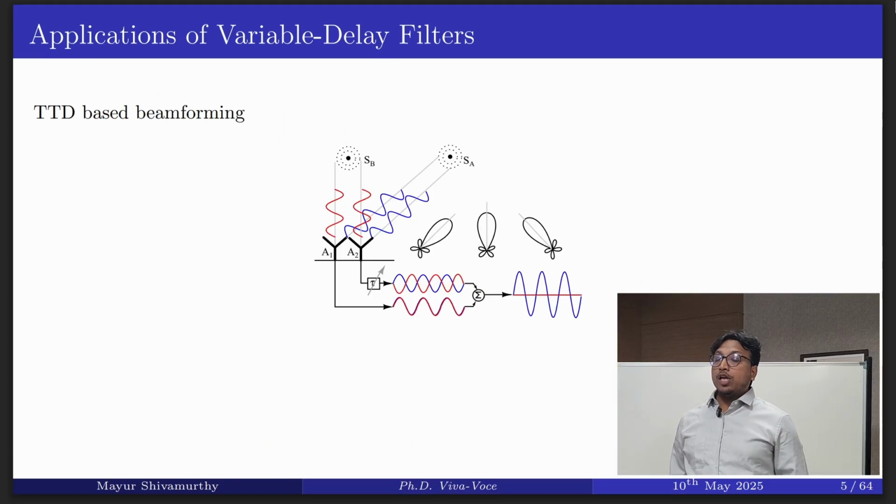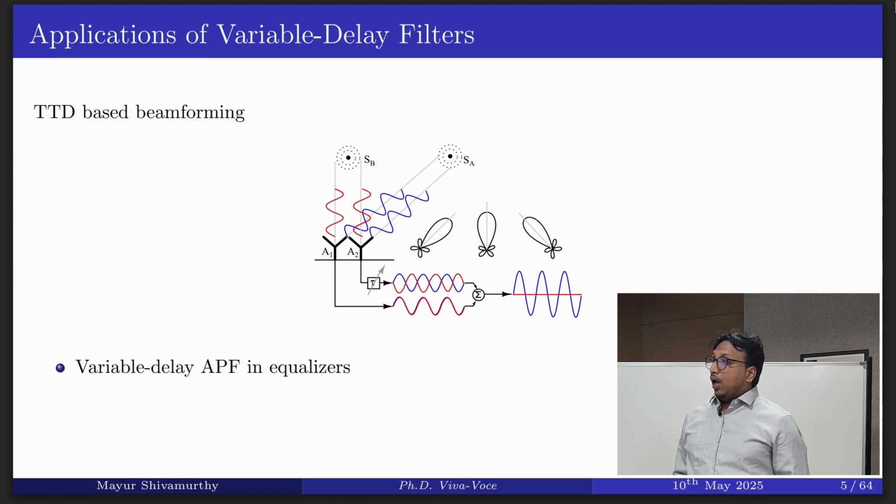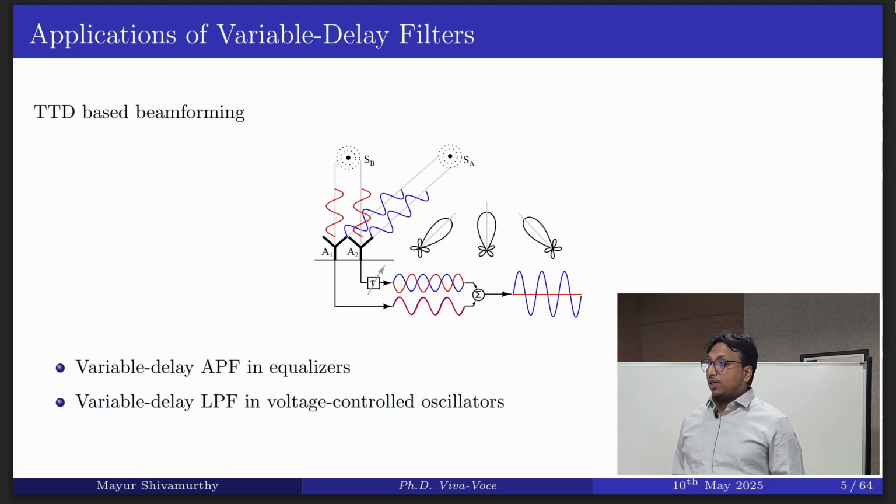The next application of variable delay filters is in the implementation of TTD circuits for baseband wideband beamforming techniques. So basically, in beamforming, the signals are delayed and added constructively in order to improve the signal strength. The variable delay all pass filter finds its application in equalizers, and variable delay low pass filters are used in the realization of voltage controlled oscillators.